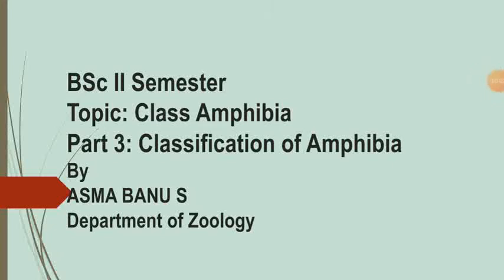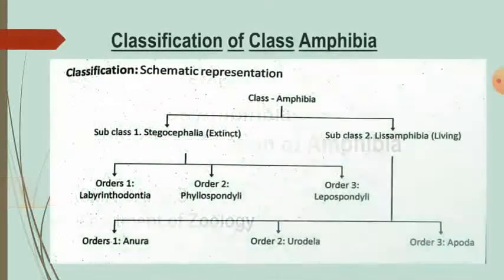Hello everyone. In the last class I explained the general characteristics of class Amphibia. Today let us learn about the classification of Amphibia. Here you can see in this schematic representation the class Amphibia, which is divided into two subclasses. Subclass 1 is Stegocephalia, which is an extinct form, and subclass 2 is Lissamphibia, which is a living form.